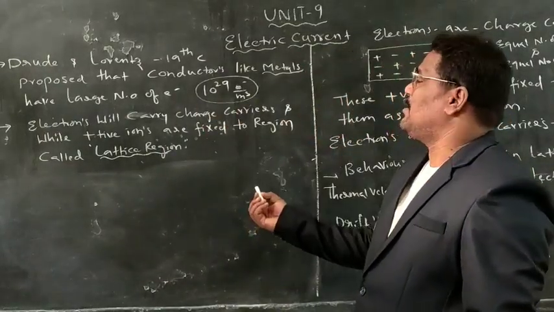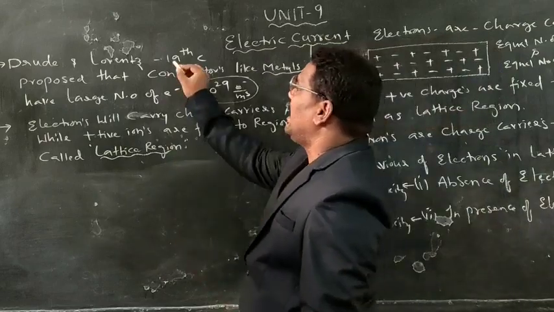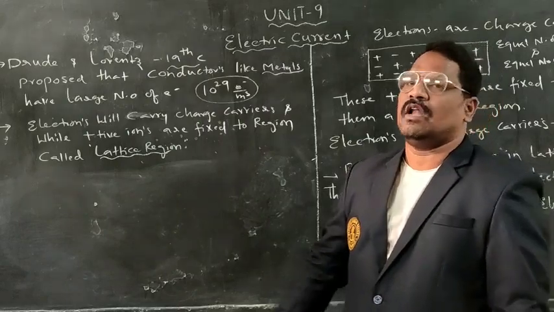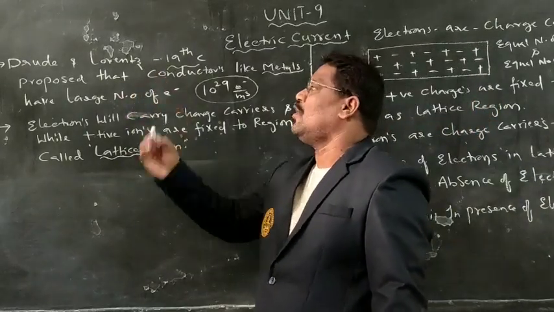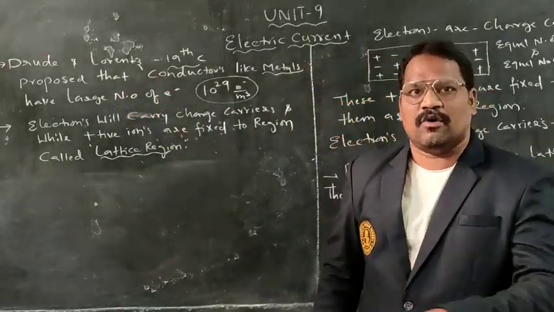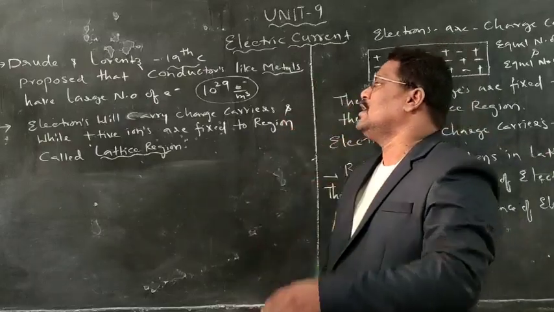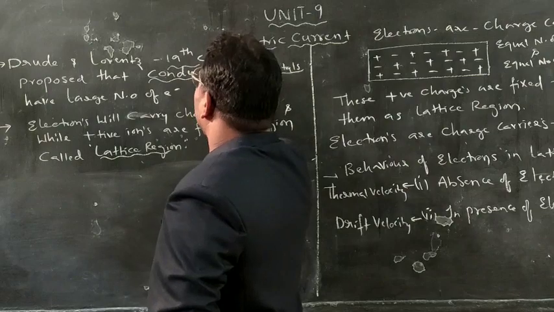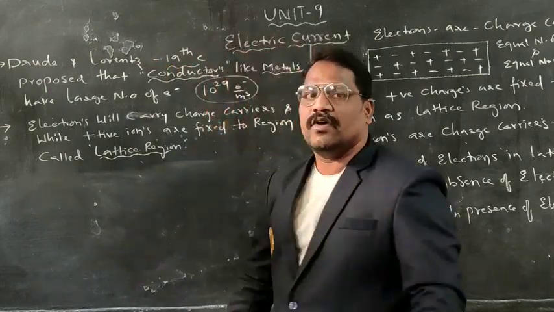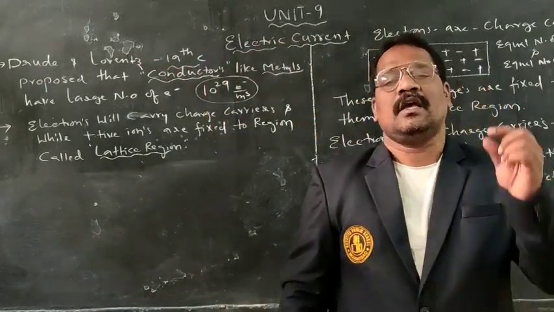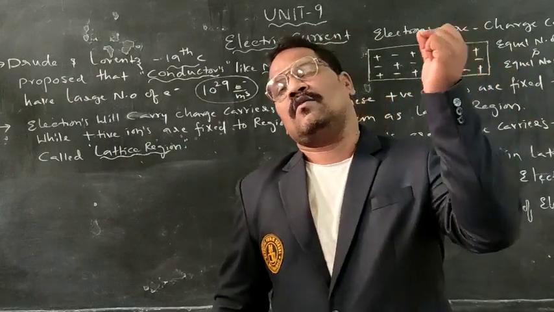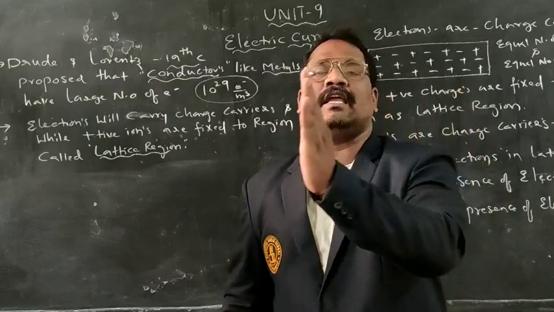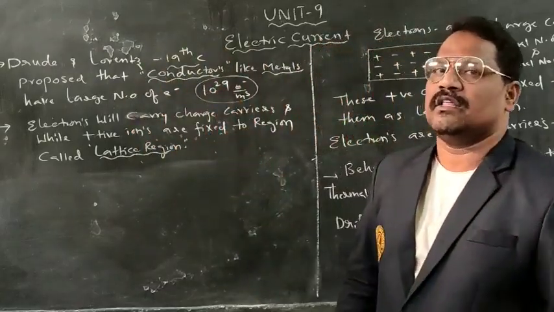This concept was first explained in the 19th century by two different scientists. Their names are Drude and Lorentz. They both together proposed that, in conductors, we have seen clearly in previous classes that electrons will play a major role in carrying energy from one place to another.